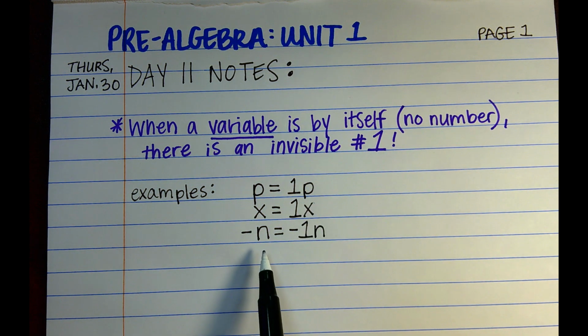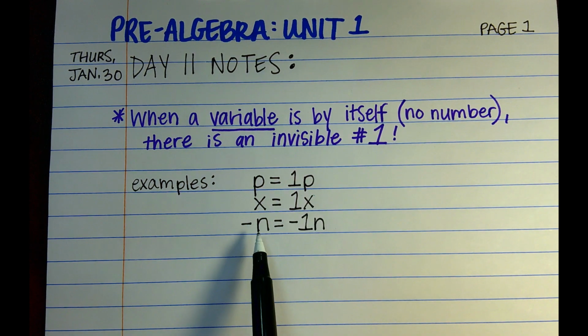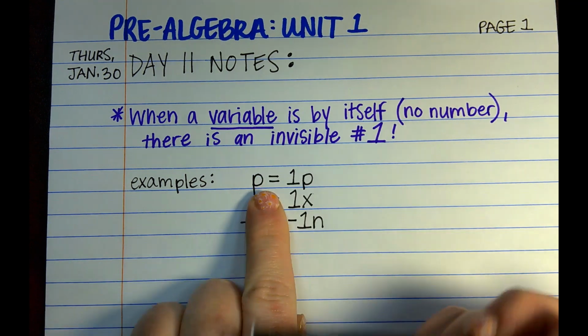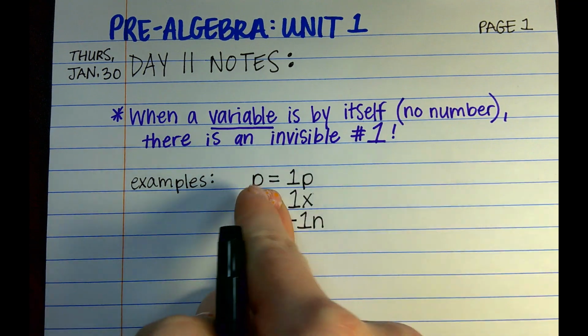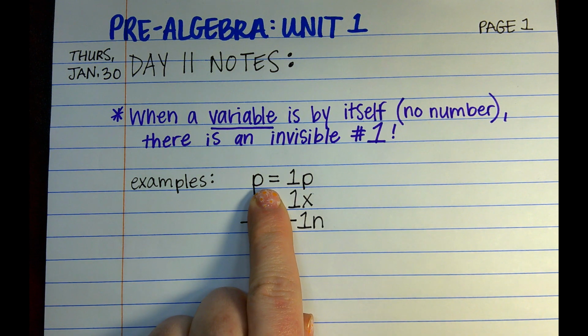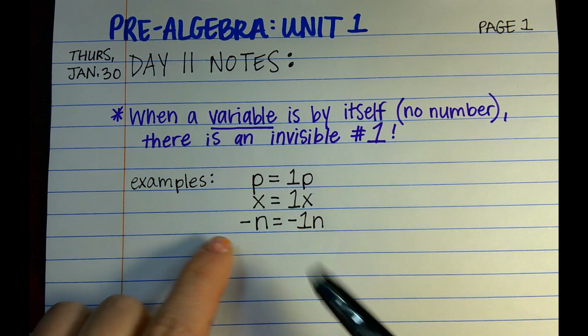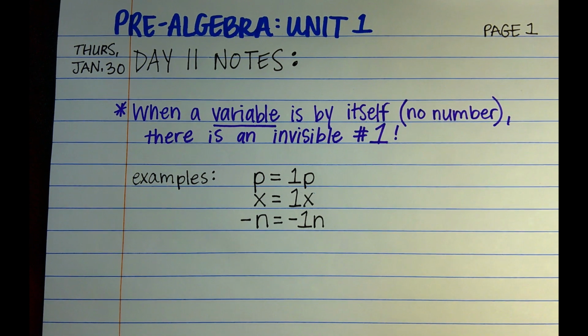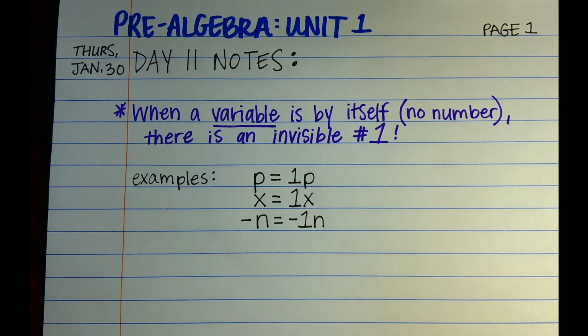So just remember, if there is not a number in front of your variable, that number is 1. It's just invisible. And I like to think of it like this. I'm looking at this letter P. How many P's do I see right there? 1. So there's 1 P. The only time it's not 1 is if there's a number in front of it that isn't 1. Okay. So just a little note to take.